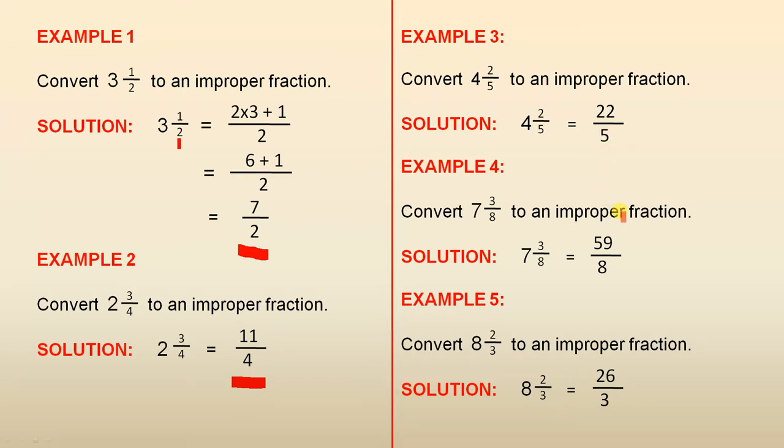Converting 7 3/8 to an improper fraction. 8 7s are 56, plus 3 is 59/8. Convert 8 2/3 to an improper fraction. 3 8s are 24, plus 2 is 26, so that gives us 26/3.